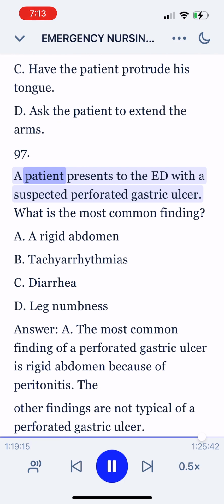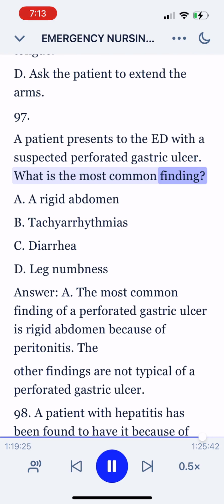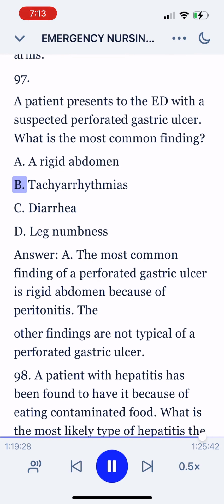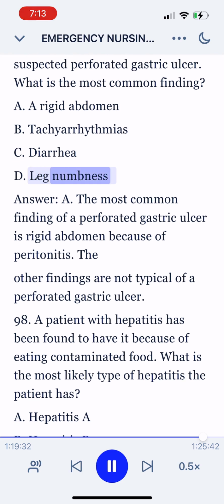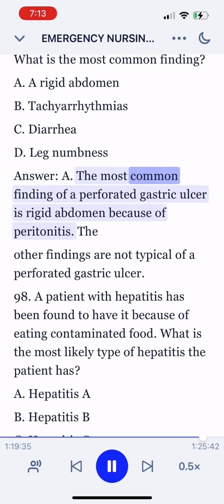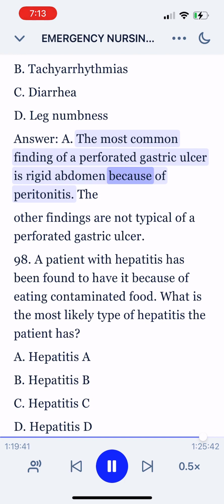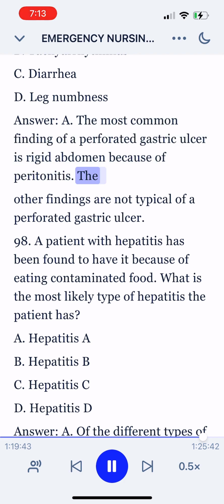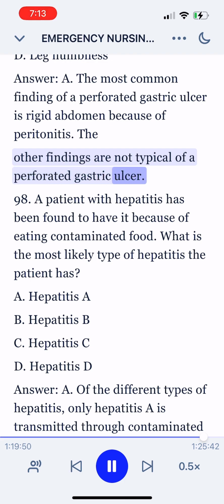97. A patient presents to the ED with a suspected perforated gastric ulcer. What is the most common finding? A. Rigid abdomen. B. Tachyarrhythmias. C. Diarrhea. D. Leg numbness. Answer A. The most common finding of a perforated gastric ulcer is rigid abdomen because of peritonitis. The other findings are not typical of a perforated gastric ulcer.